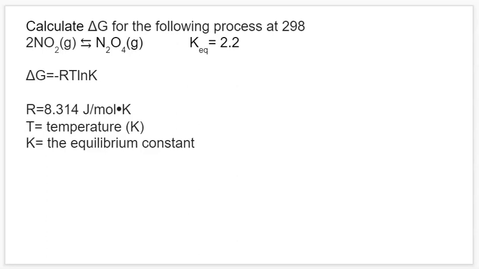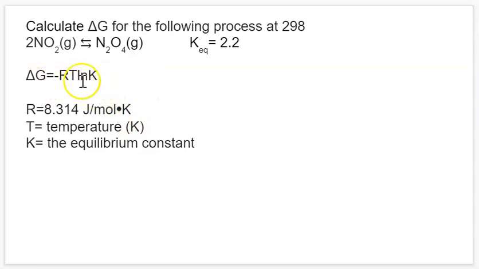All right, let's try another one. Say we wanted to calculate delta G for the following process, also at 298 Kelvin. We have 2 nitrogen dioxide becoming 2 dinitrogen tetroxide, and we have a Keq of 2.2. So this is a little bit more of a product-favored reaction, so we could predict that this is probably going to be a negative delta G.